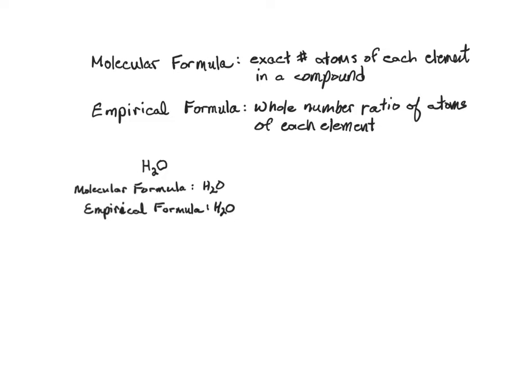Now let's compare that to something else like H2O2. Okay, hydrogen peroxide. Now if I were to look at a single molecule of hydrogen peroxide, what I would find is that there are two oxygen atoms stuck to two hydrogen atoms. Okay, so the molecular formula is H2O2. However, that's not the whole number ratio of the atoms of each element. There's a 1-to-1 ratio. So the empirical formula would be HO.